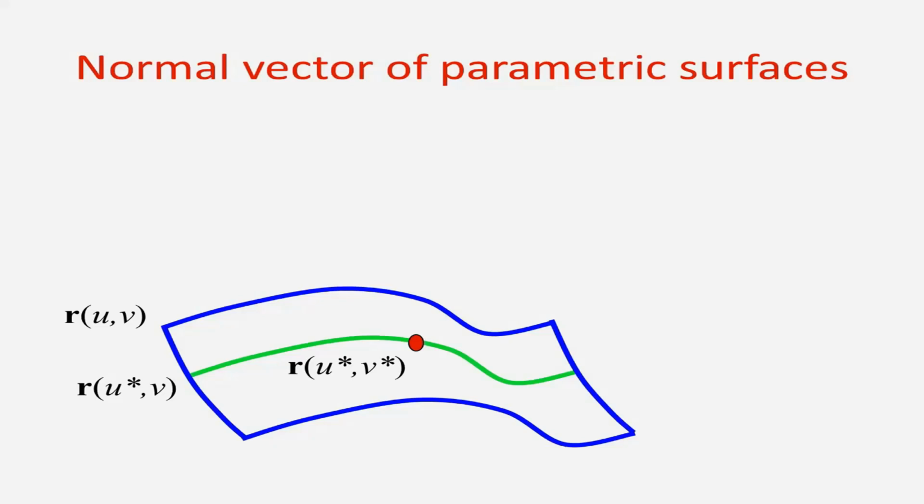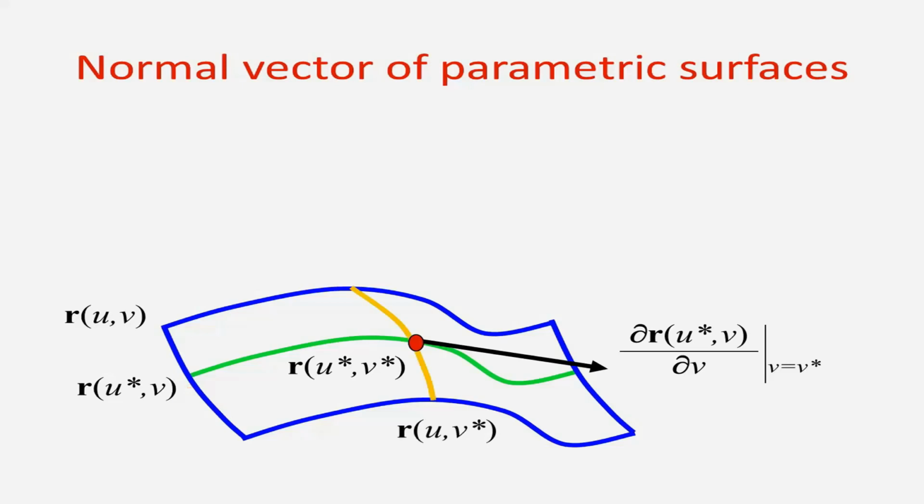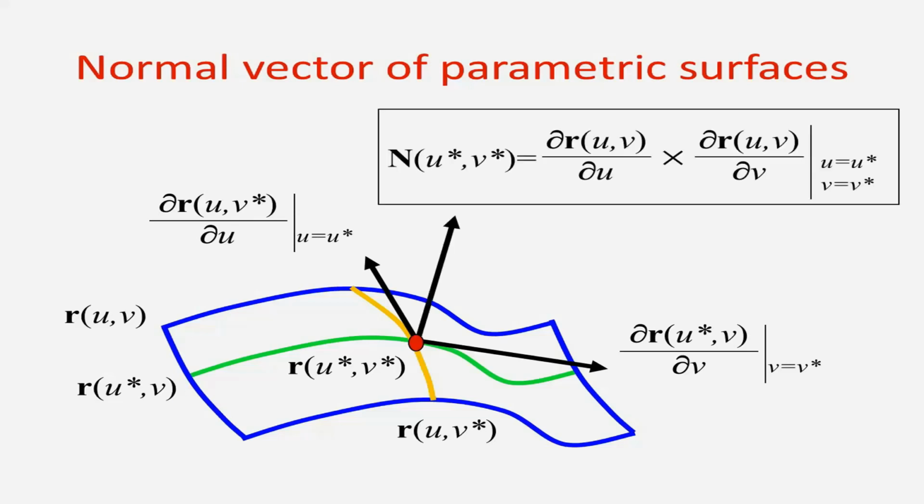We know that the derivative of the curve is always tangent to the curve, so the derivative with respect to v at v* will be the tangent of the curve at this point. Consequently, it will be in the tangent plane. Similarly, the derivative with respect to variable u will always be in the tangent plane. The cross product results in a vector that is perpendicular to both tangents, so it will serve as the normal vector of the surface at that particular point.